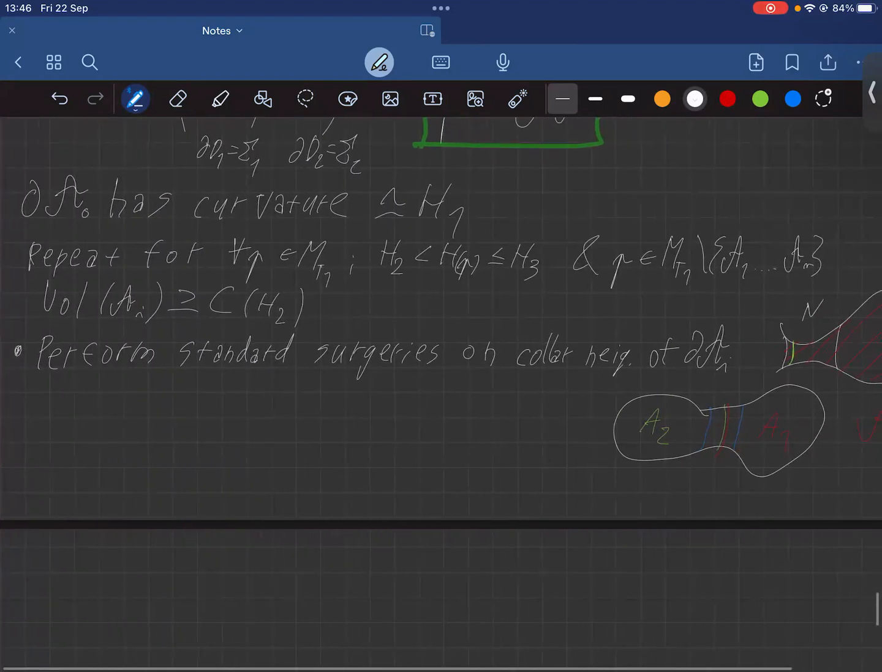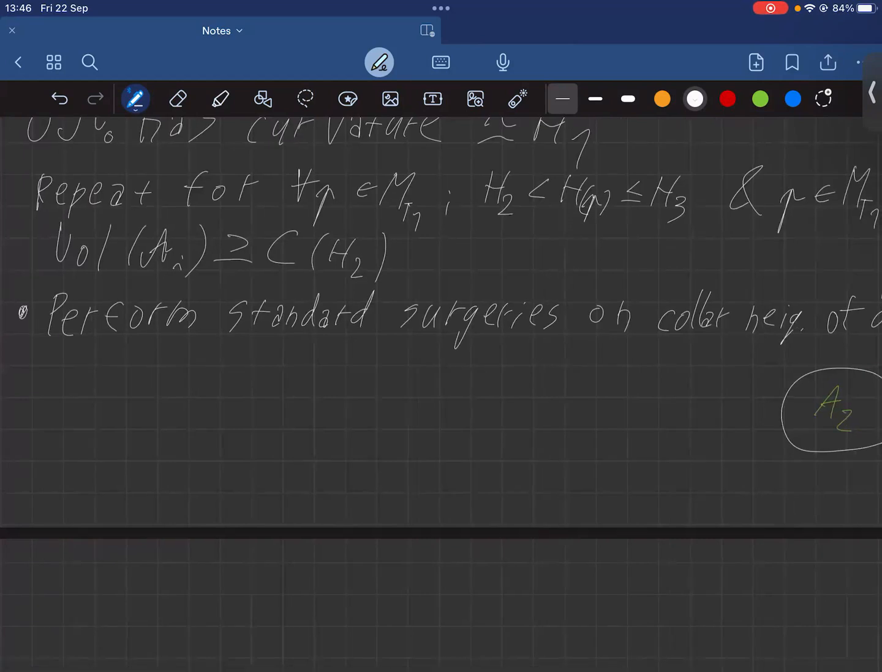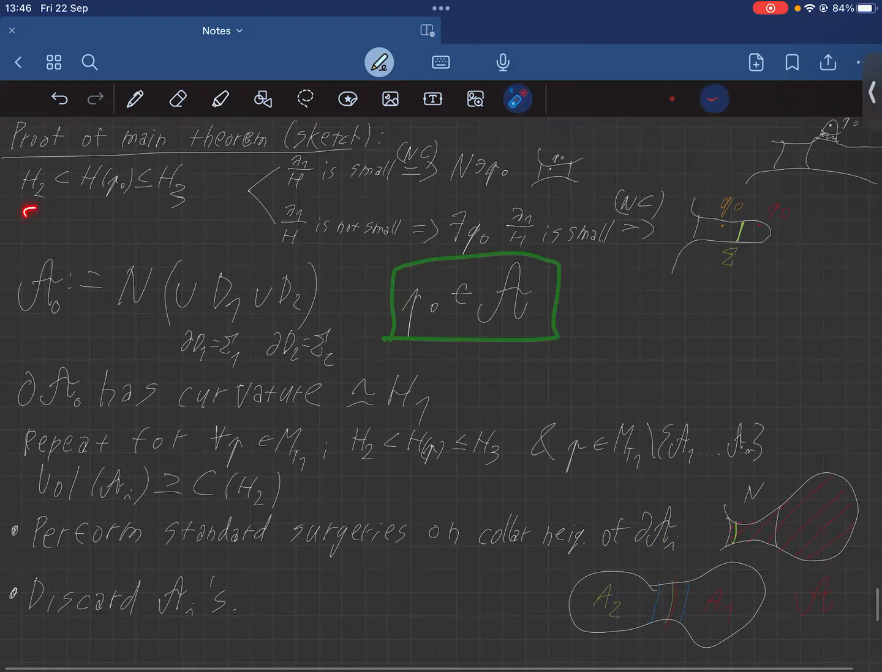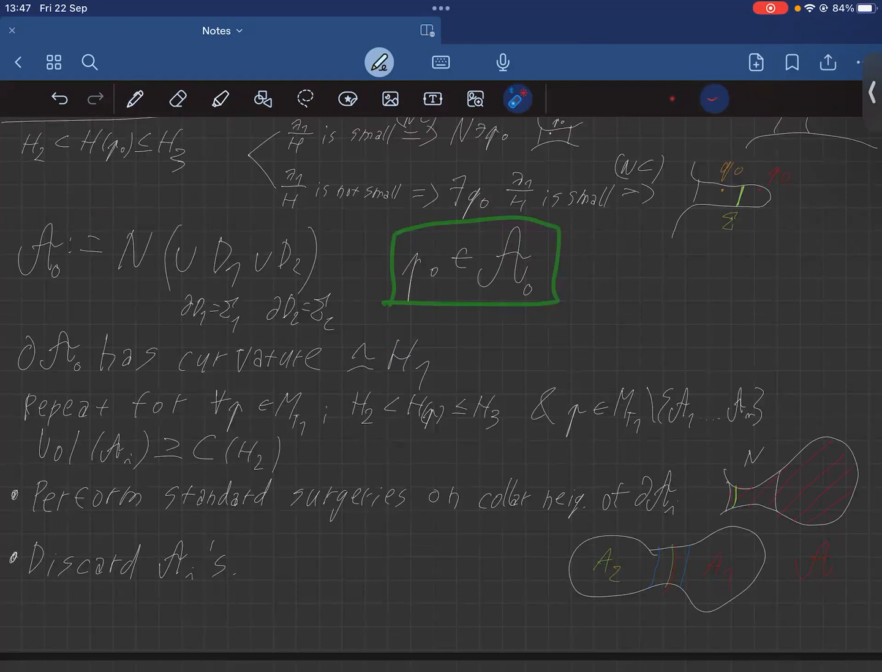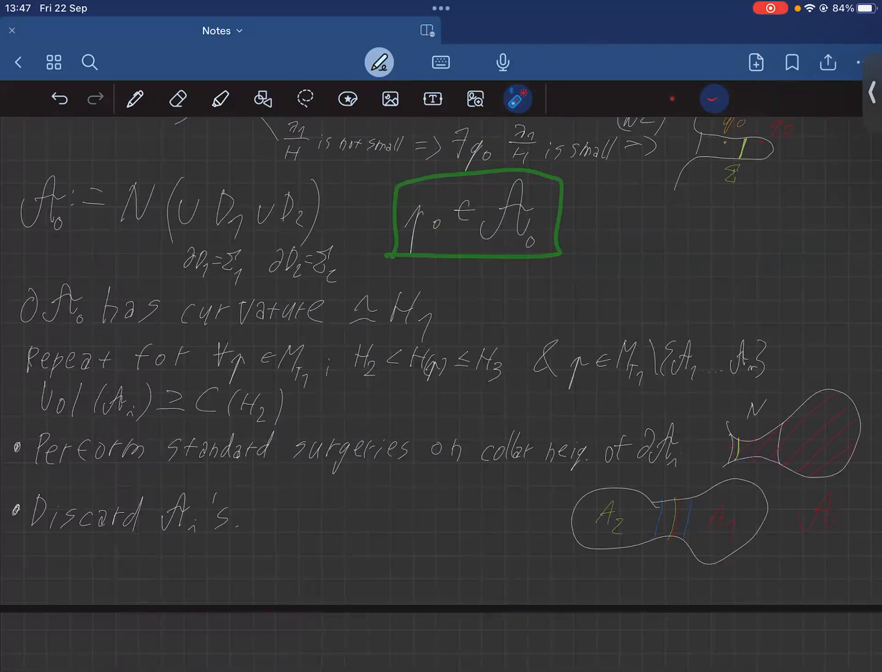Okay, and now final remark. Well, okay, sorry. So we perform standard surgeries. The next step is to discard the Ai's. So remember, whenever we had a point with high curvature, it was contained in some A. This is A0. So it was contained in some A. So after we have performed our surgery and we discard the Ai's, we are effectively getting rid of the points with high curvature. And since we are performing the surgery on regions where the curvature is approximately H1, the new surface has maximum mean curvature bounded by H2.